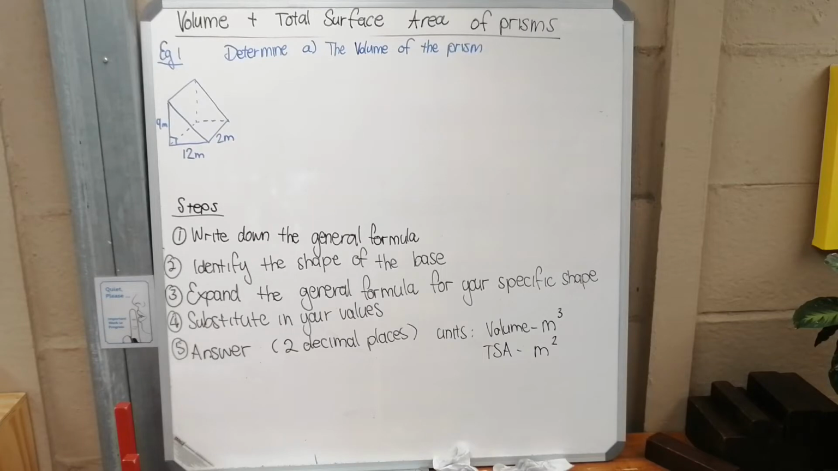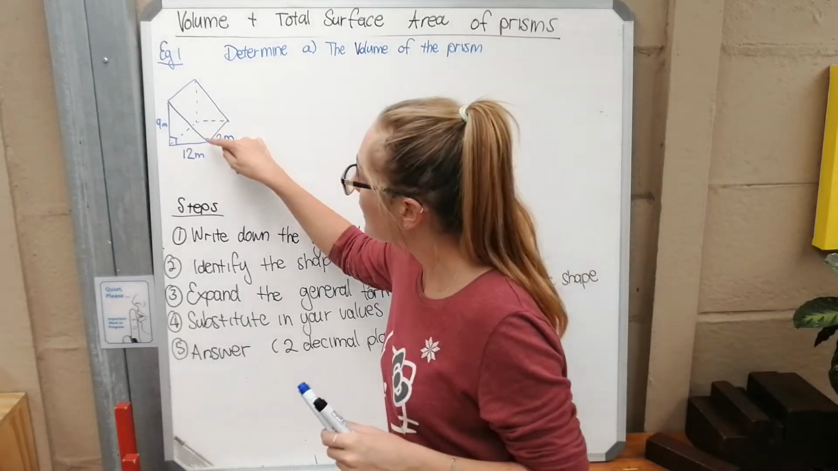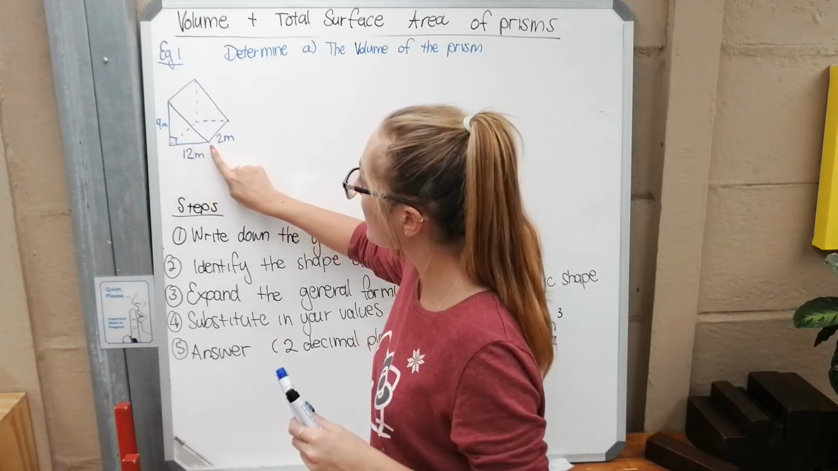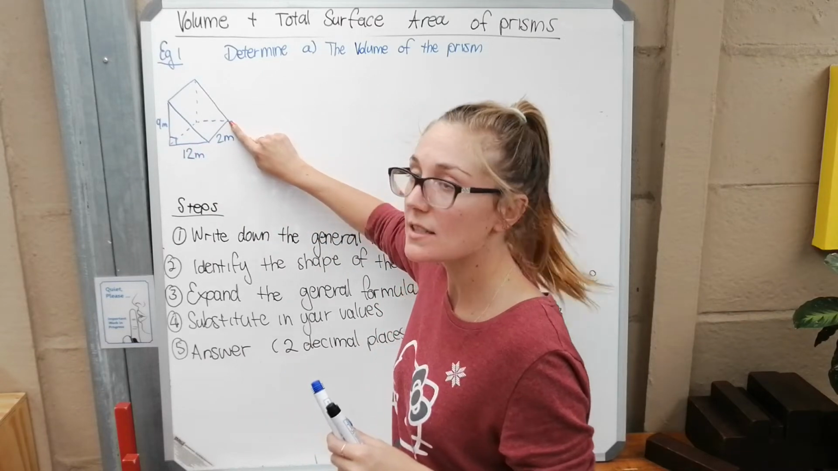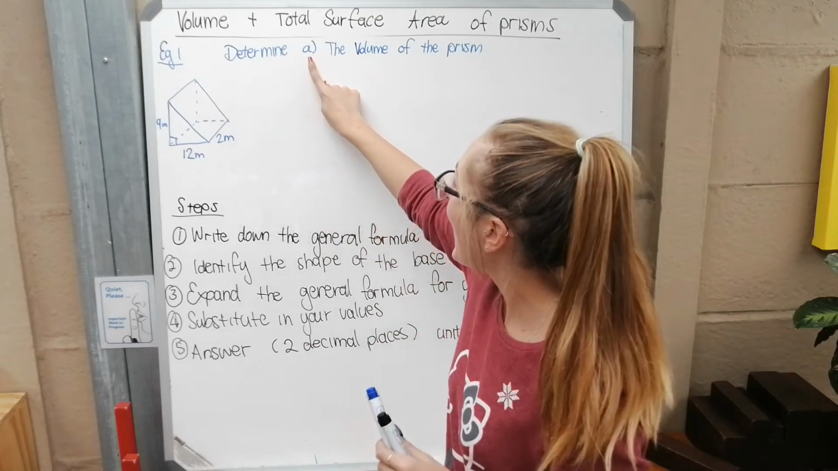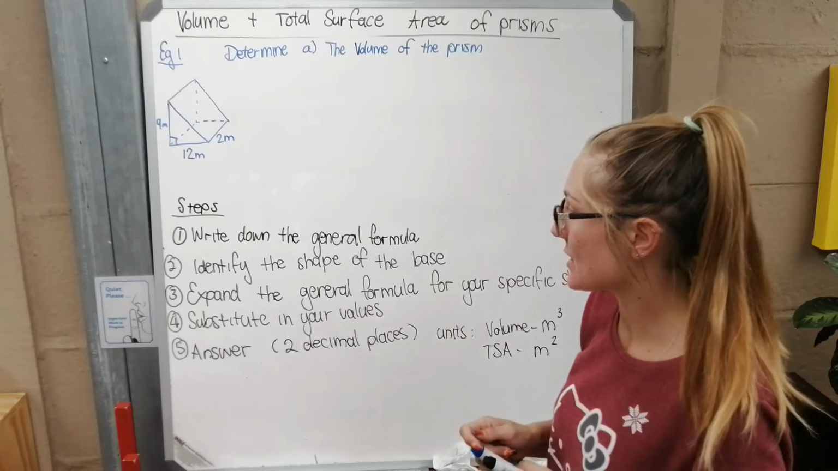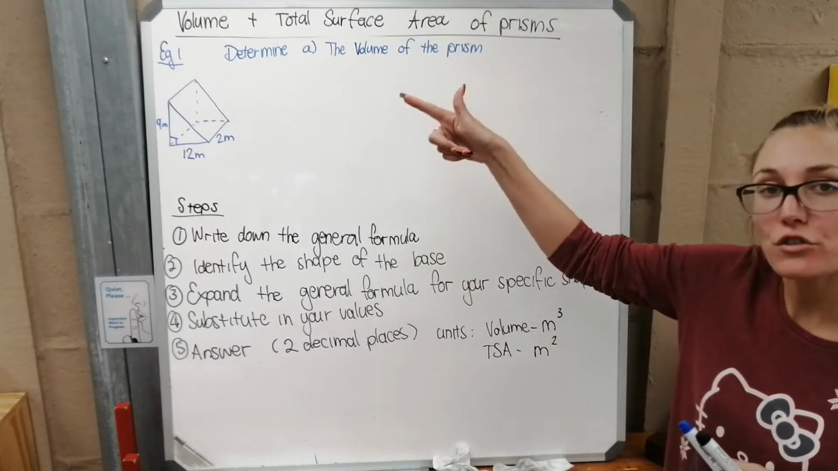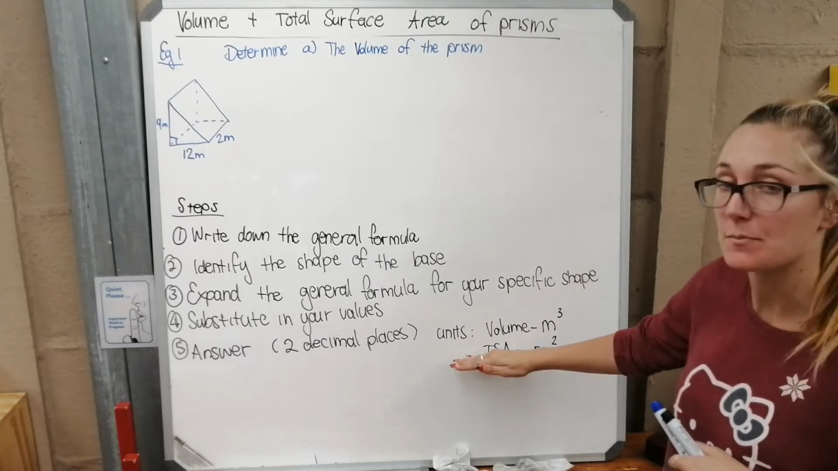Okay, guys, so question 1 is up at the top. Example 1, we've got a prism. Here's our little diagram. They've told us that that side is 9 meters, this here is 12 meters, and that there is 2 meters. And we have to determine A, the volume of the prism. So we're going down these steps. As soon as you're asked to do volume or total surface area, it's these 5 steps every time.